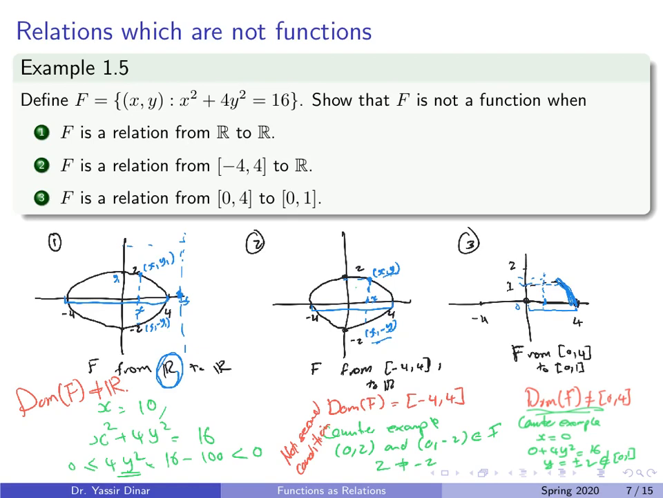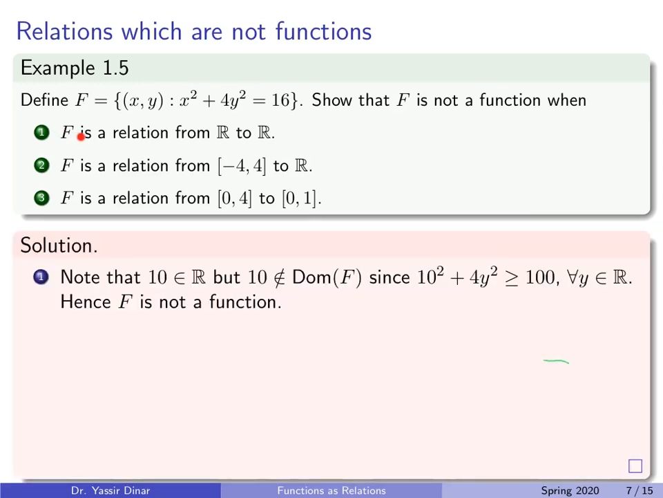Now we illustrated why all of them are not functions by using graphs, but this is not considered a proof. It's just for illustration. So let's see how we can write a mathematical proof. For the first function f from the set of all real numbers to the real numbers, we can say that 10 is a real number, but 10 is not in the domain of the relation f, since 10 squared plus 4y squared will always be greater than or equal to 100, so it cannot be equal to 16 for any real number y. So that means f is not a function.